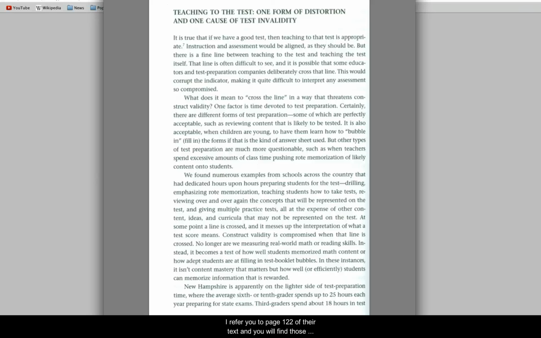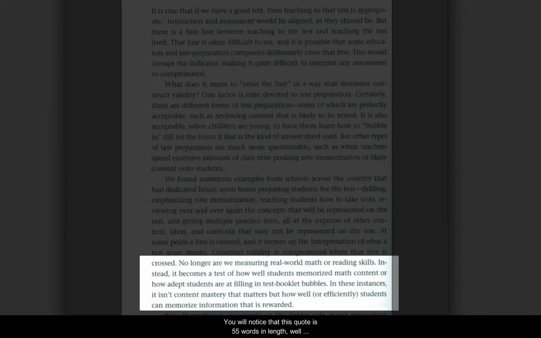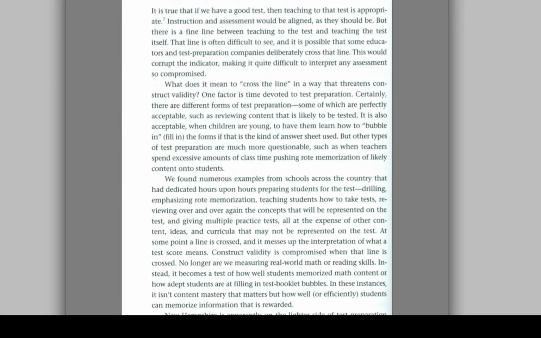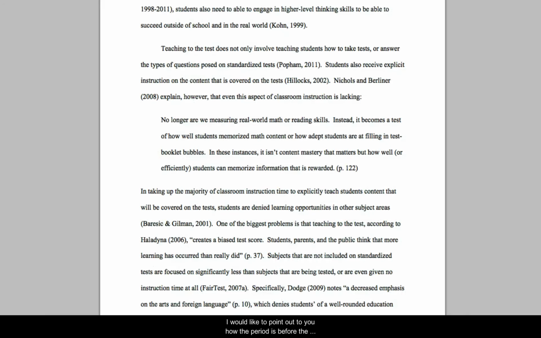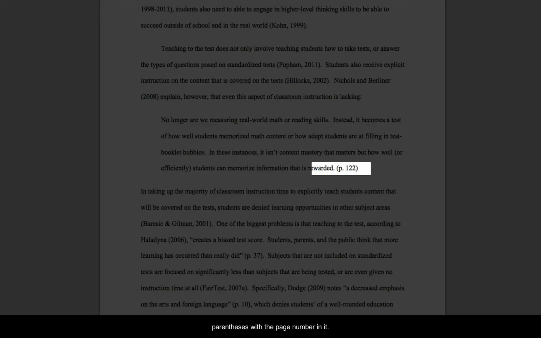I refer you to page 122 of their text, and you will find those exact words toward the end of the last paragraph. You will notice that this quote is 55 words in length, well over the required 40 words needed for a block quote. I would like to point out to you how the period is before the parentheses with the page number in it.